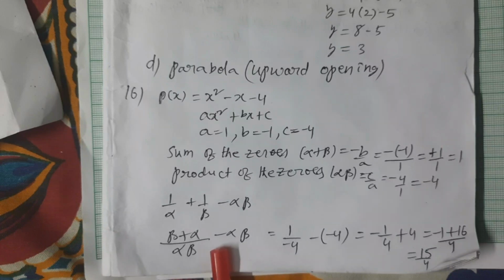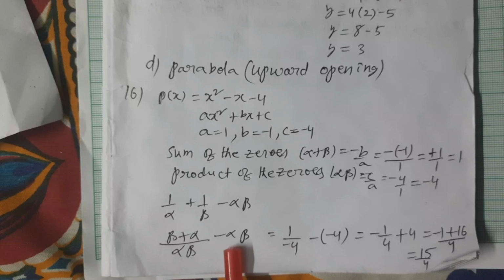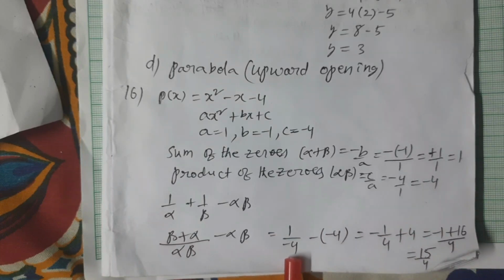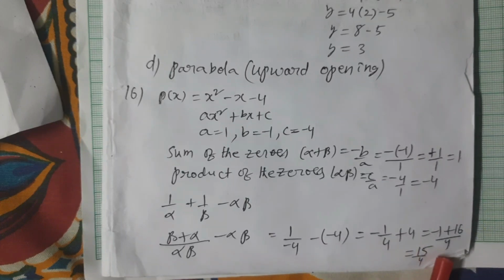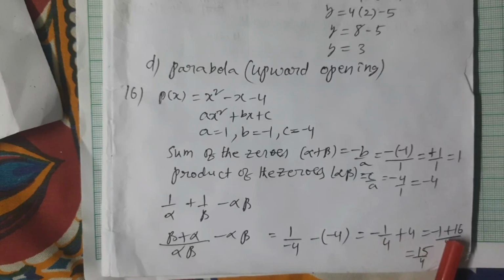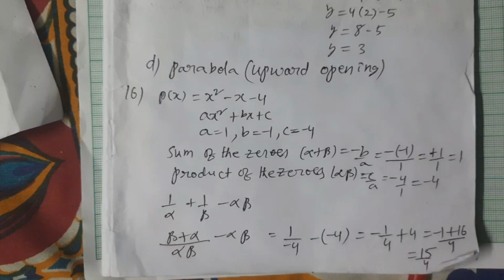Yes, we got that. Minus, here minus. What is the alpha beta value? Again minus 4. So you should not keep the negative value in the denominator. So keep it as minus 1 by 4. This is minus, minus plus 4, minus 1. Now do the LCM. Here 4 is the LCM. Minus 1. 4 4s are 16, plus 16 by 4. 16 minus 1 means 15 by 4 is the answer. This is the answer.